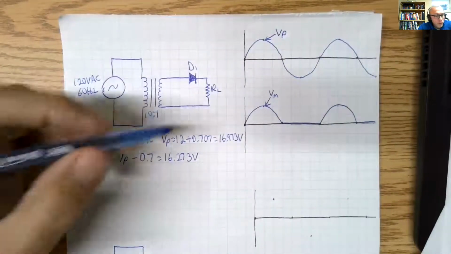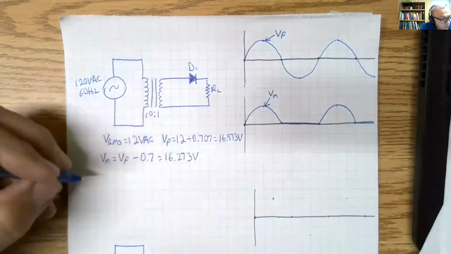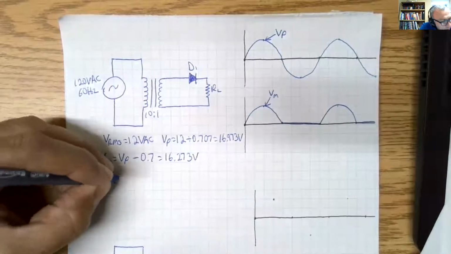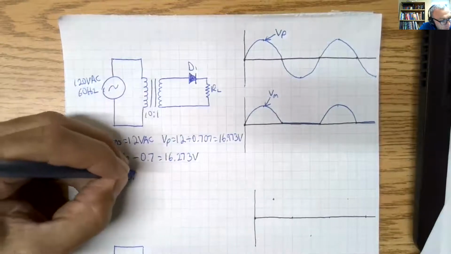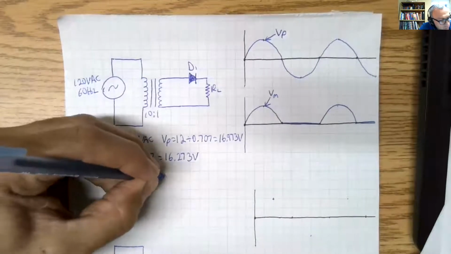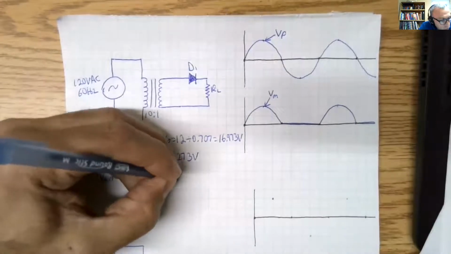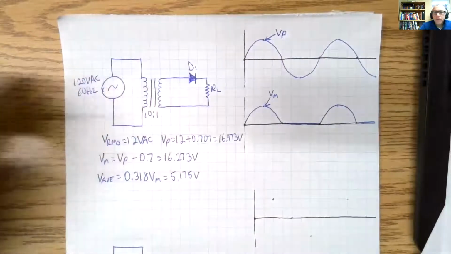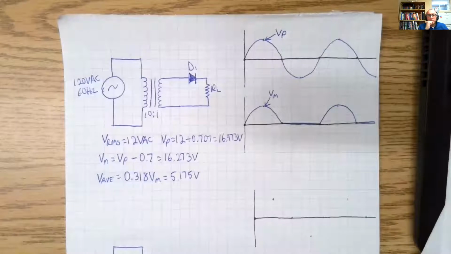All right, so the average DC value of this pulsating half-wave rectified wave is equal to 0.318 times Vmax. In this case, it is 5.175 volts. And that's our V average, which is also what our DC voltmeter would read.